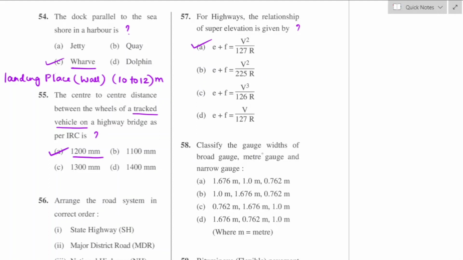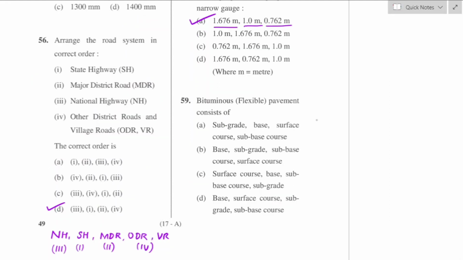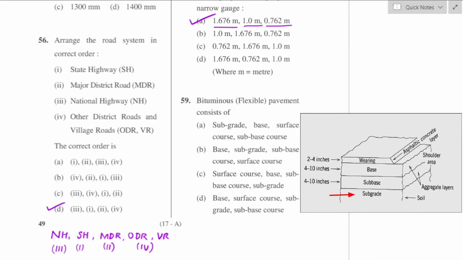Question number 58. Classify the gauge width of the broad gauge, meter gauge and narrow gauge. As per IRC, broad gauge width is 1.676 meter, meter gauge width is 1 meter and narrow gauge width is 0.762 meter. So option A is the right answer. Question number 59. Bituminous or flexible pavement consists of subgrade at the bottom, then subbase, base course and surface course. So the right answer is option C.